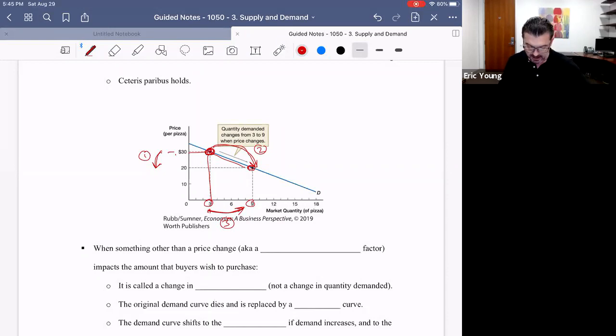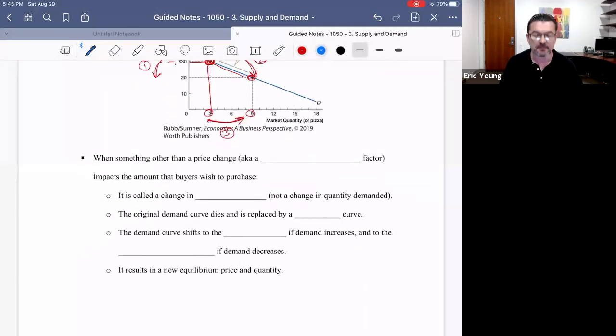So that, my friends, is a change in quantity demanded. Now, when something other than a price change occurs, in other words, when we have a change in what we'll call a non-price factor, this is called a change in demand. So again, when price changes, quantity demanded changes. But when you have any other kind of change, what we're going to call a non-price factor change or a non-price change, this is a change in demand.